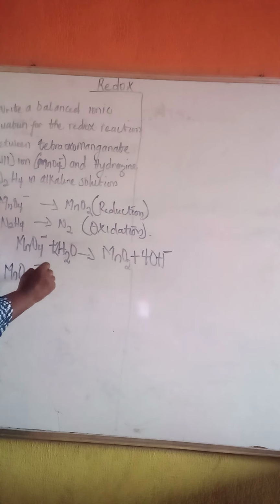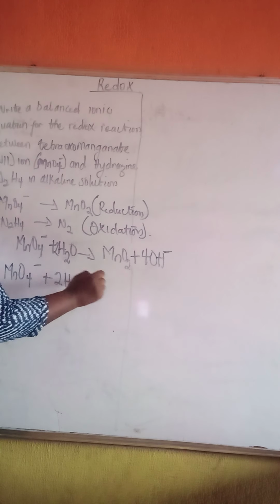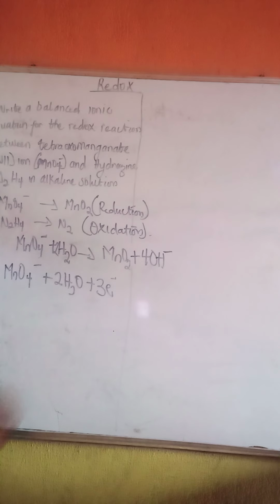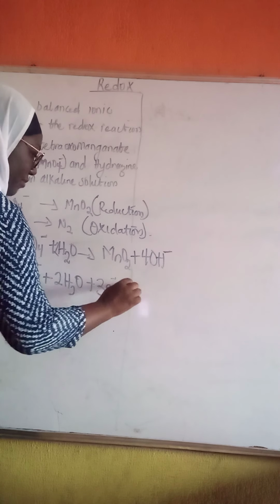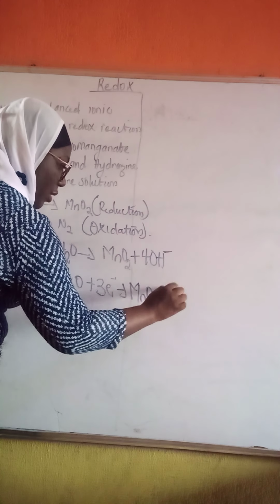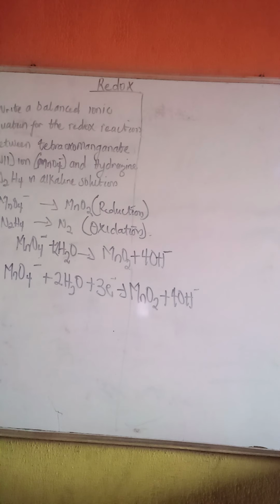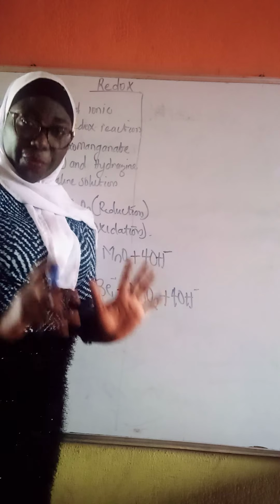So we are going to write it like this now: MnO4⁻ plus 2 molecules of water plus 3 electrons goes to MnO2 plus 4 hydroxyl ions. Are you getting me? Is this explanatory? I hope you got that.